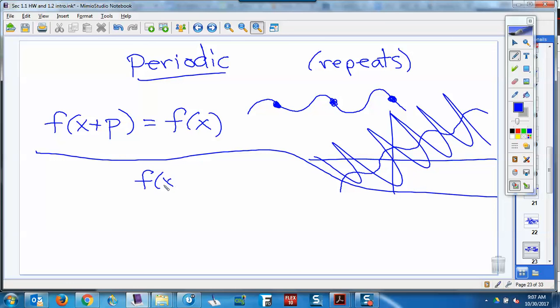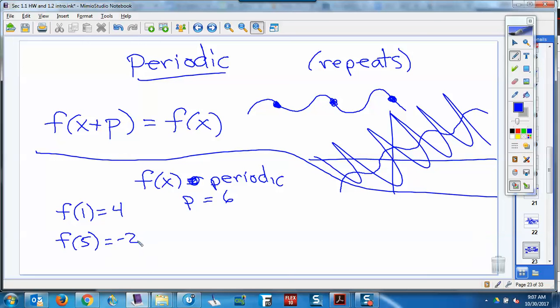So what if I just gave you this? This is where a calculator would not come in handy. So let's say we said f of x was periodic. Okay, so I just told you f of x is periodic, and I told you that the period was 6. Okay, I just told you that we have a periodic function and the period is 6. And then I tell you that f of 1 is 4, and I tell you that f of 5 is negative 2. Okay, that's all you know about this function. So you can't graph it, there's nothing to plug into, there's no equation, there's nothing. Okay, and so what if I ask you for f of 19?